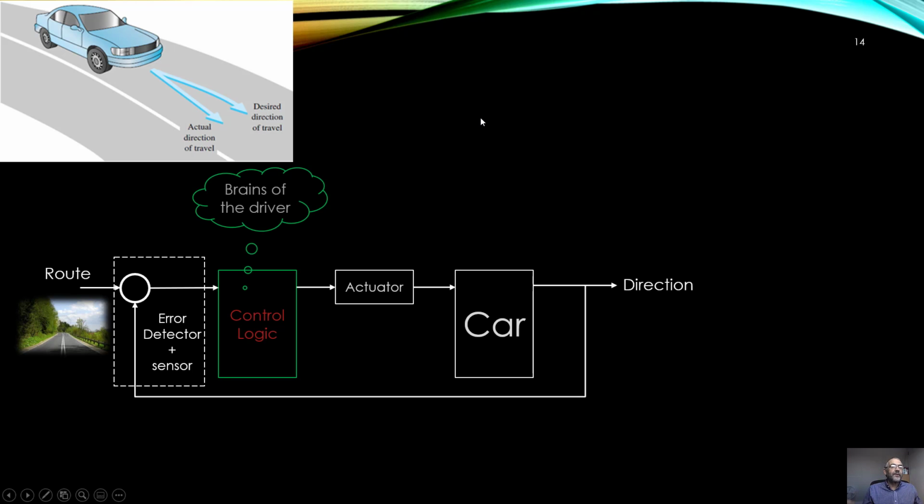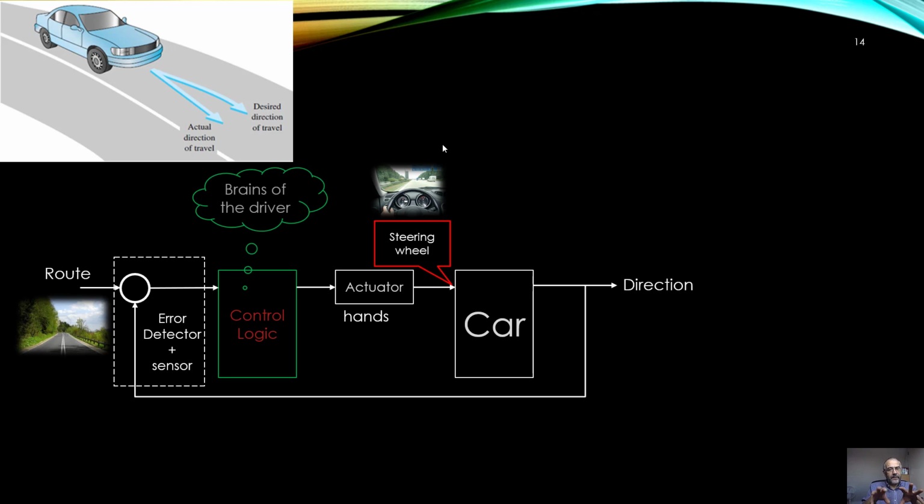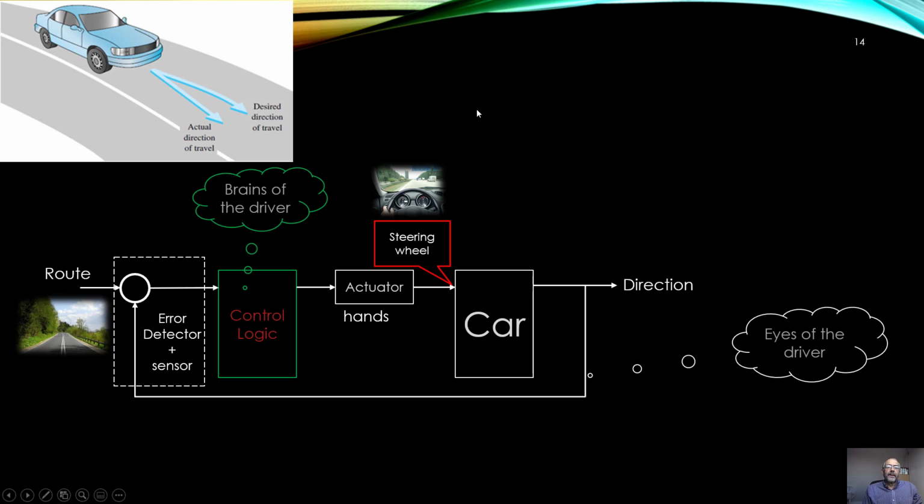So your brain is actually the control logic. You control the car by using your hands. So as an actuator, to control the car, you have your hands. You keep your hands on the steering wheel, so that's the input of the car. Then the car is going in a certain direction. And what is the feedback? Well, that is simply your eyes.